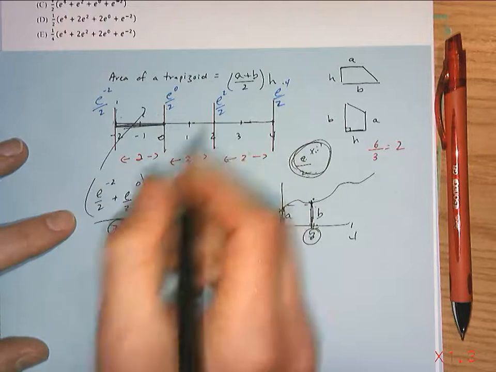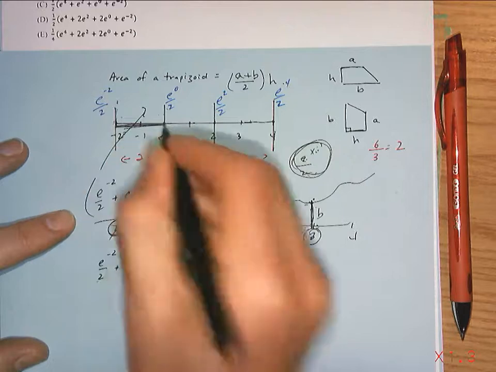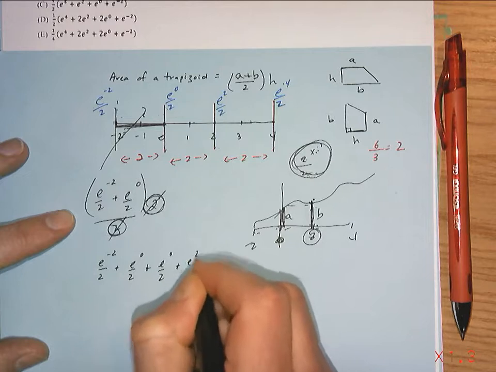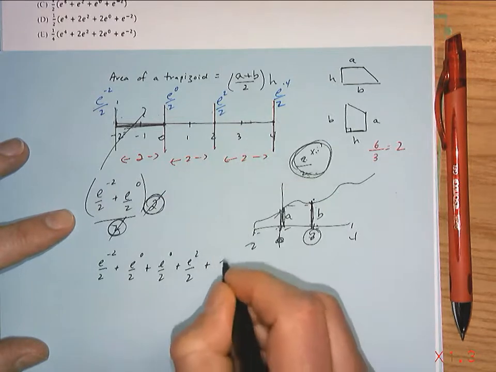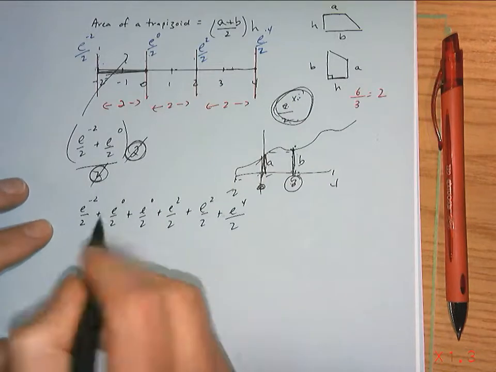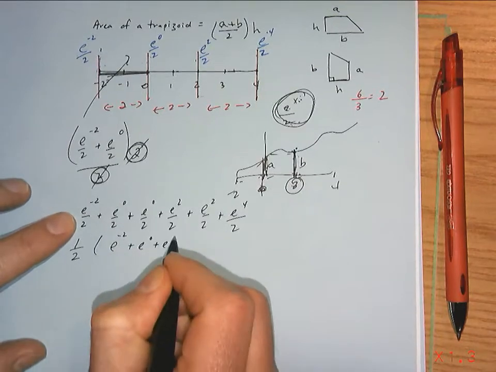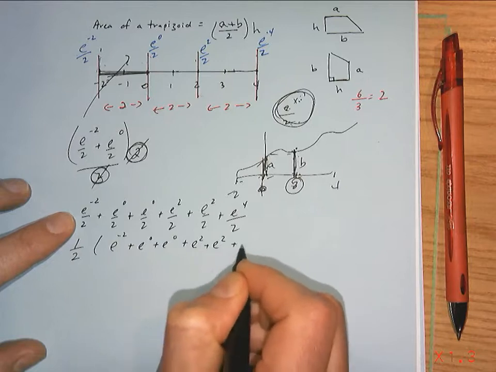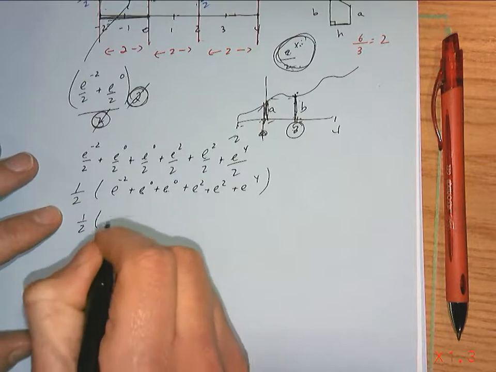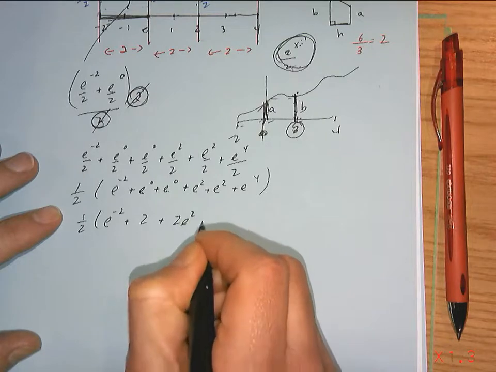So when I add these up, it's going to be e to the -2 over 2 plus e to the 0 over 2. That's going to be this section, plus this area, which will be e to the 0 over 2 plus e to the 2 over 2, plus this section, e to the 2 over 2 plus e to the 4 over 2. So, taking a look at this, I'm going to common factor out the 1/2, and it's going to leave me with e to the -2 plus e to the 0 plus e to the 0 plus e to the 2 plus e to the 2 plus e to the 4. This is going to be 1, so that's simply going to be 1/2 of e to the -2 plus 2 plus 2 e to the 2 plus e to the 4.